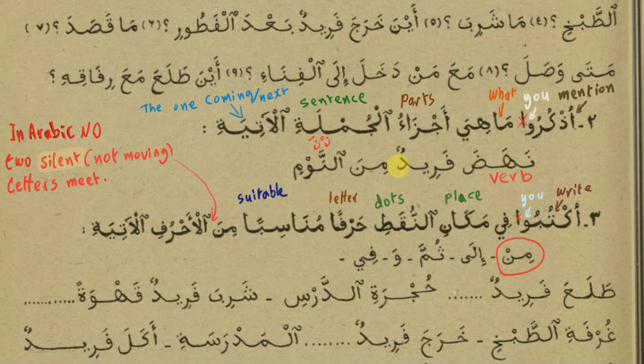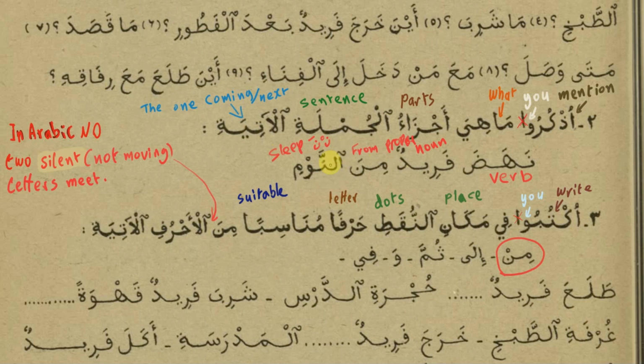So نهض فريد من النوم. من here is a meaning letter. So this here is a noun. Farid, a proper noun. This here is a proper noun. Farid. من is from. So من. النوم, the sleep. So this here is sleep. In English you would say he got up from sleep.